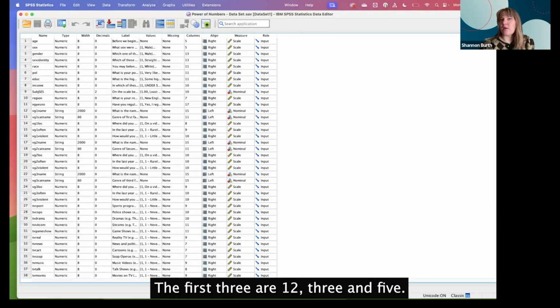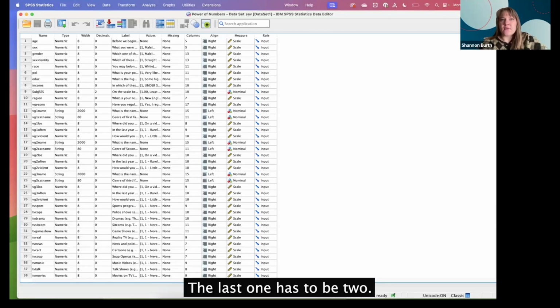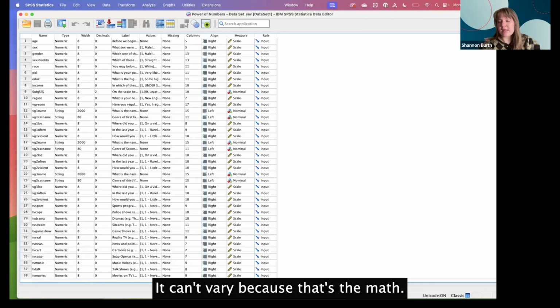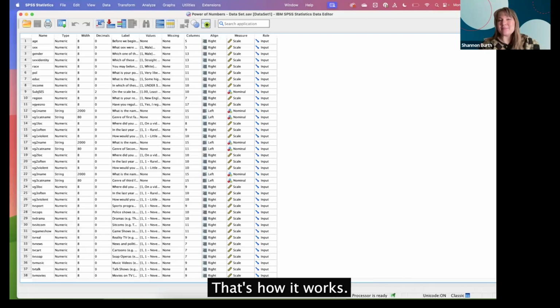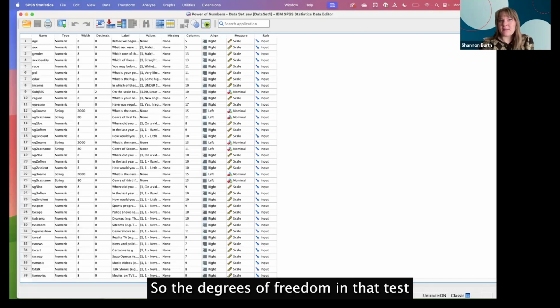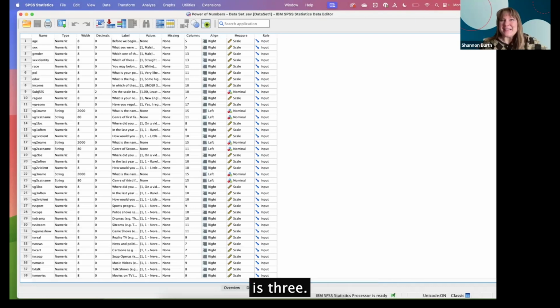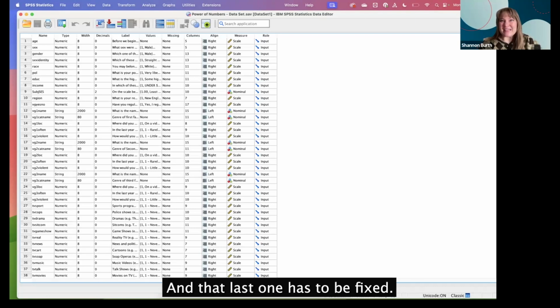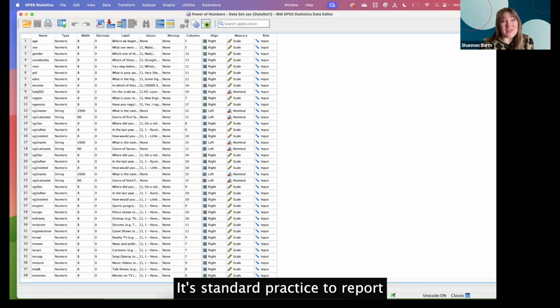So imagine you have four numbers. They all add up to 22. The first three are 12, 3, and 5. The last one has to be 2. It can't vary because that's the math. That's how it works. So the degrees of freedom in that test is 3. Three numbers can vary, and that last one has to be fixed.